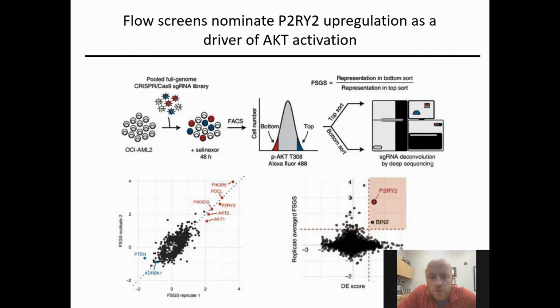Now, one of the genes that was most interesting to us was the GPCR P2RY2, which is a known potential activator of AKT signaling that signals through PI3 kinase gamma and PIK3R5 in the GPCR arm of PI3 kinase signaling. Interestingly, when we performed RNA-seq, we found that selinexor treatment not only led to activation of AKT, but also led to the upregulation of P2RY2 expression. And together, these two pieces of data are consistent with the model that the AKT activating function of selinexor treatment might result from the upregulation of P2RY2 that results from drug treatment.